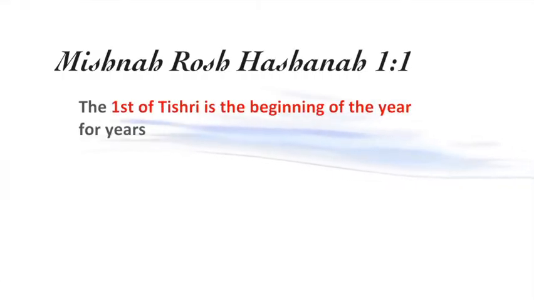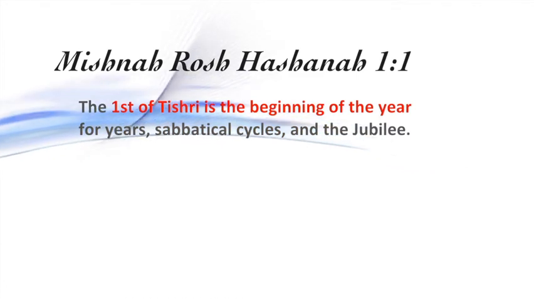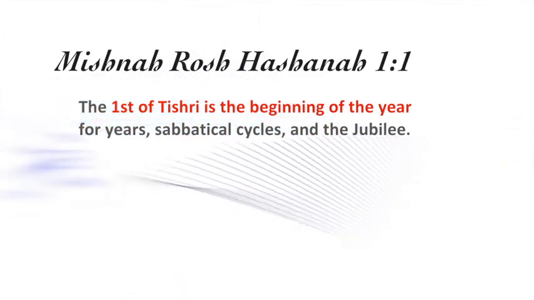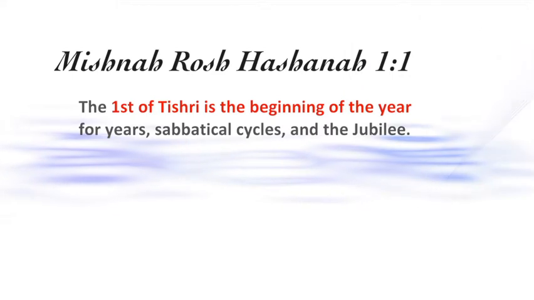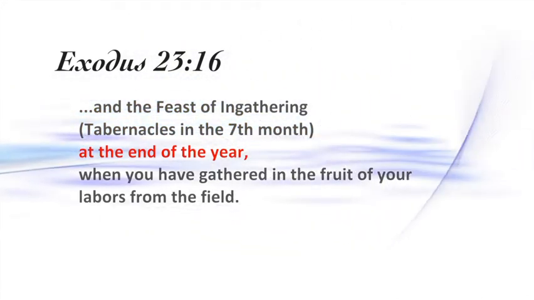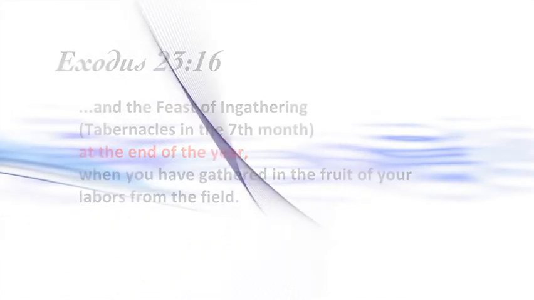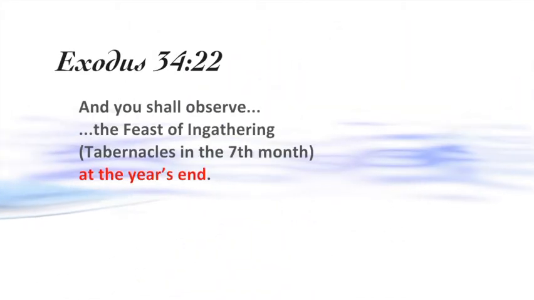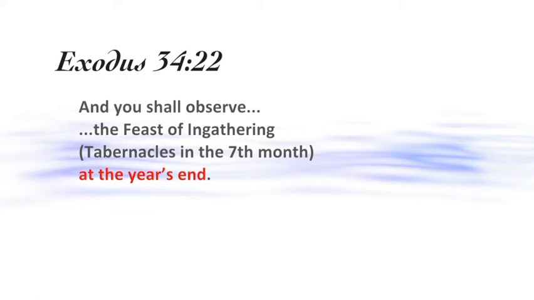Now we can understand this strange idea. Mishnah Rosh Hashanah 1:1 says, the 1st of Tishri is the beginning of the year for years, sabbatical cycles and the Jubilee. Exodus 23:16 says that the harvest feast of tabernacles in the 7th month occurs at the going out of the year. Likewise, Exodus 34:22 says this feast is at the turn of the year. Later, we will see that for the kings who reigned from Jerusalem, their regnal years started in Tishri, not Nisan.